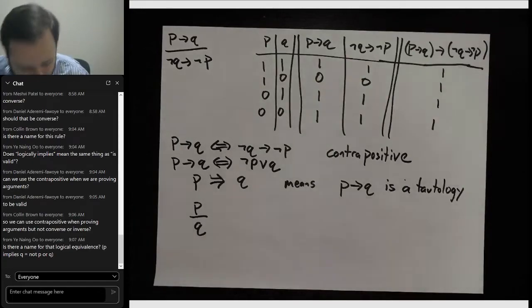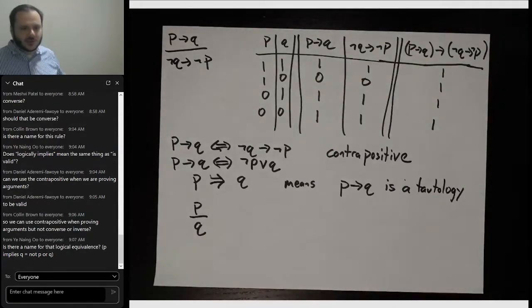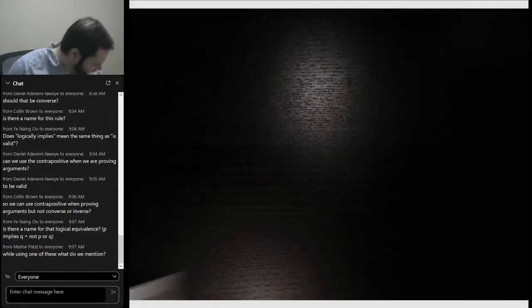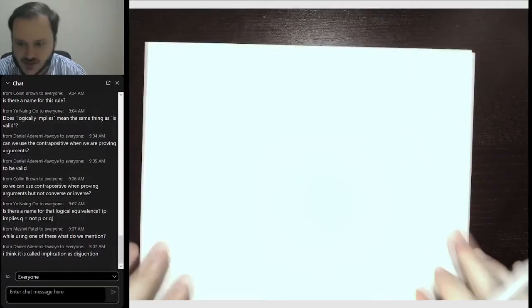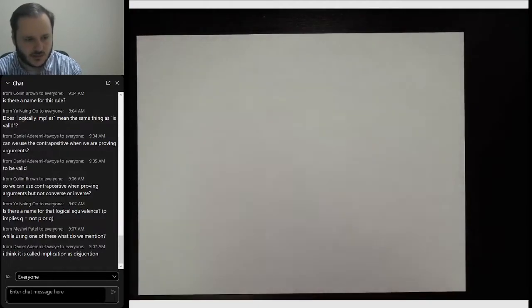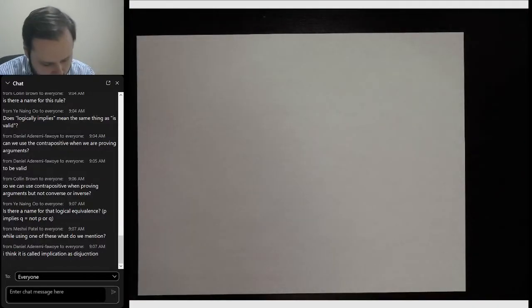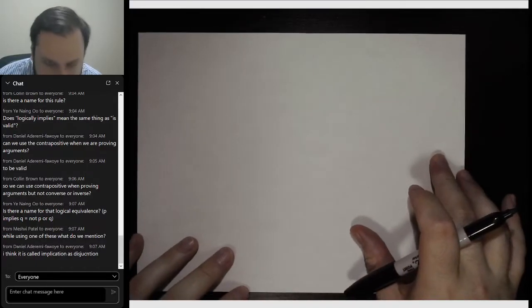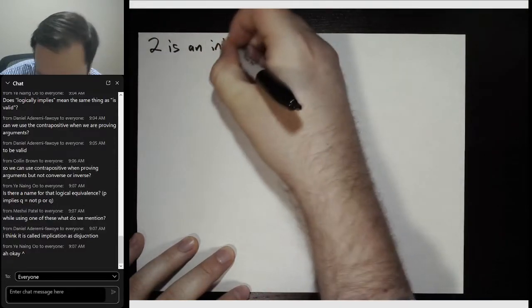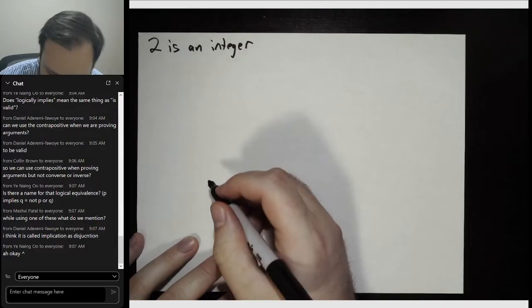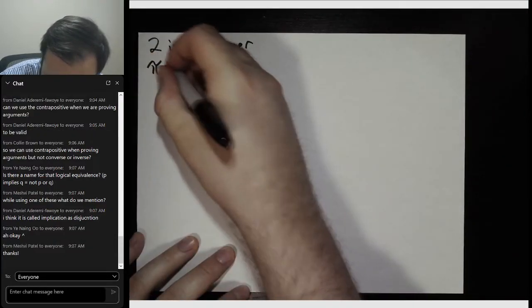Okay, so I want to shift gears a bit. I want to make sure we move on so we don't fall behind. Had to grab more paper. So remember, we were talking about propositions. And we had examples, and we said these two were propositions. 2 is an integer, and pi is an integer.